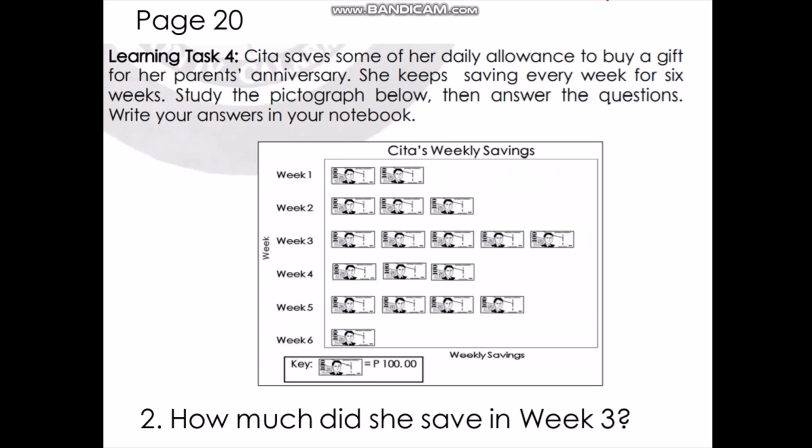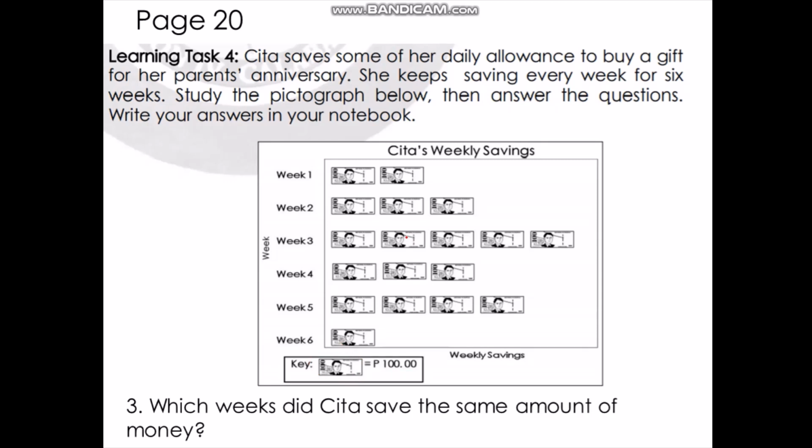By the way, in learning task 4, Sita saved some of her daily allowance to buy a gift for her parents' anniversary. She keeps saving every week for 6 weeks. Study the pictograph below, then answer the questions. Write your answer in your notebook. We have here Sita's weekly savings: week 1, week 2, week 3, week 4, week 5, and week 6. And there's a key here. Every picture is worth 100 pesos. So for number 2, how much did she save in week 3? Count it.